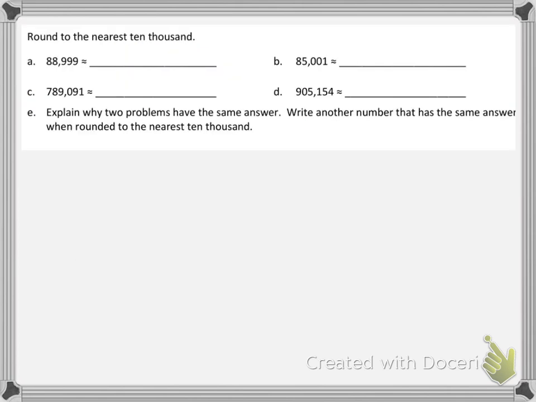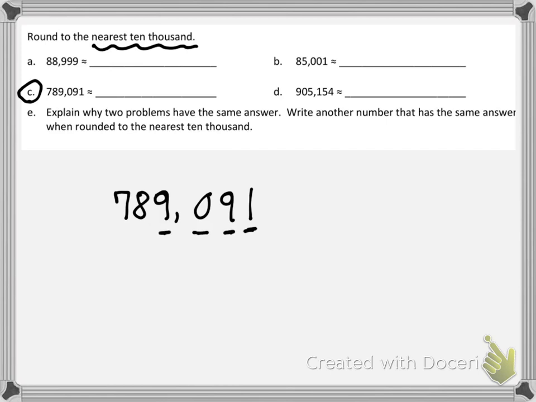All right, now we're going to focus on letter C. This number is 789,091, and it's asking us to round this to the nearest 10,000. Instead of putting up the place value chart, because we really need to be memorizing those places, we know that this is the ones, the tens, the hundreds, the thousands. This is the ten thousands, so this is the number that matters the most. And if we were going to draw that vertical number line, again, we want to have this in our minds.